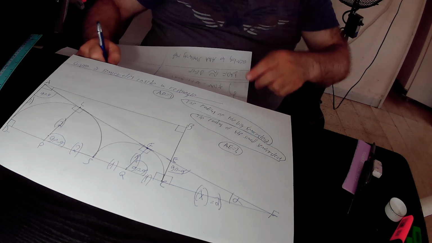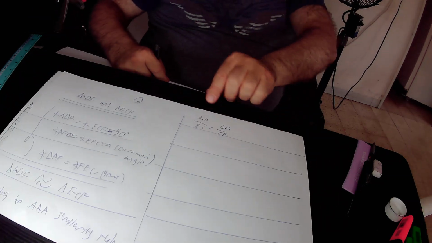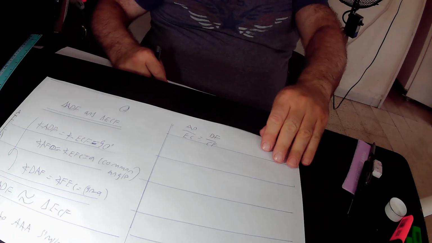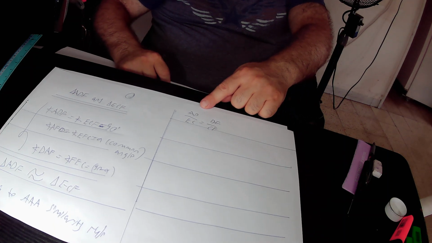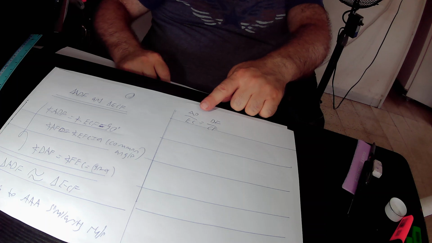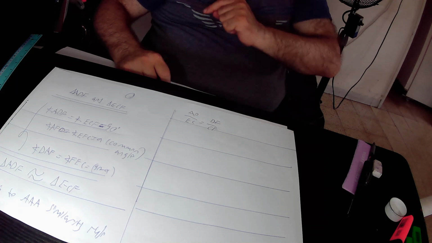Repeat again, AD in the big triangle over EC in the small triangle equals DF in the big triangle over CF in the small triangle.